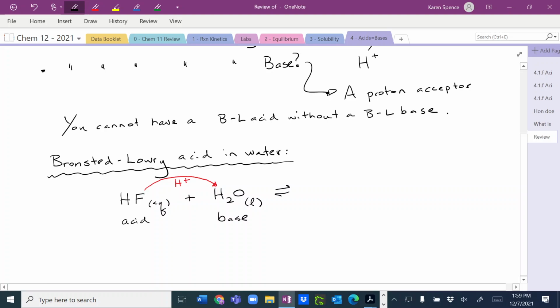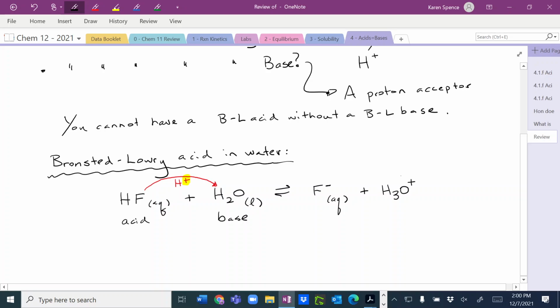So what is left after HF gives away an H plus? F. And we didn't just give away an H, we gave away an H plus. So what charge is the F going to be? F minus, because we took away a positive as well. Okay, that's aqueous. And if water has accepted that proton, what is the new formula of the new species going to be? H3O, and it didn't just gain an H, it also gained a plus. Yes, so it went from being neutral to being +1.